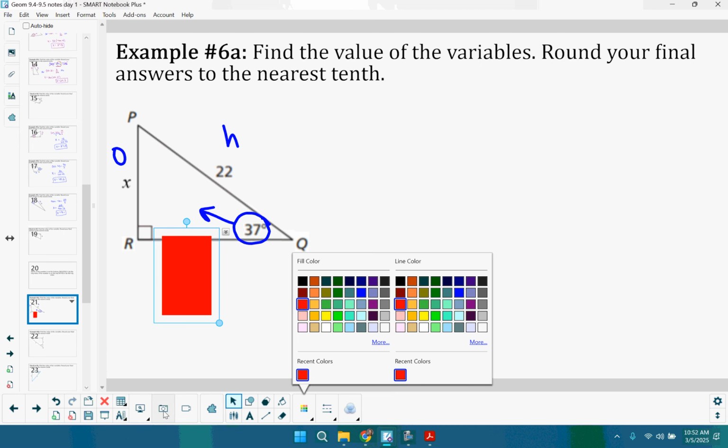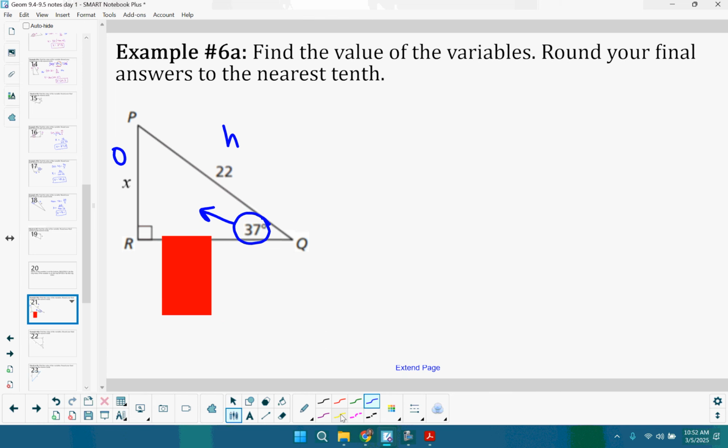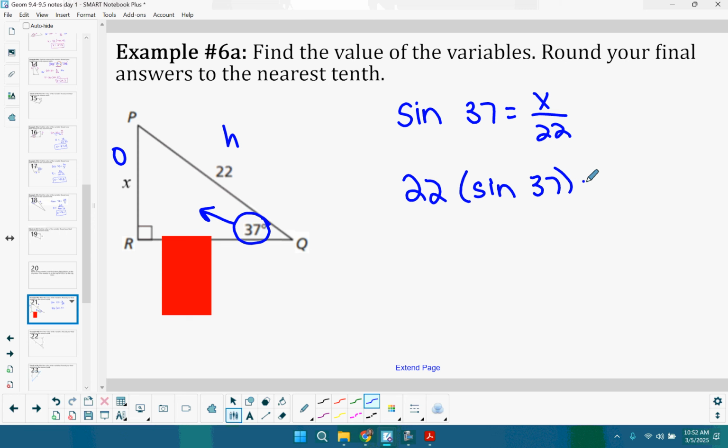Cover it up. Okay. So I can't see this side. That side is not part of my problem right now. I'm only using the O and the H if I want to solve for the x. So that means to solve for x, we're going to use sine. Sine 37 equals O over H, x over 22. This time my number's in the bottom, so we're going to multiply. 22 times sine of 37 is equal to x. And I get x equals 13.2.